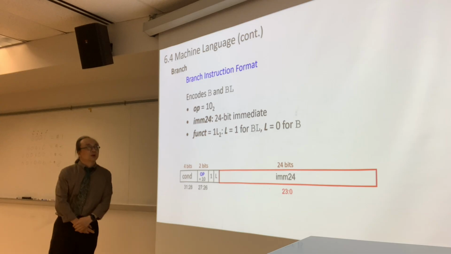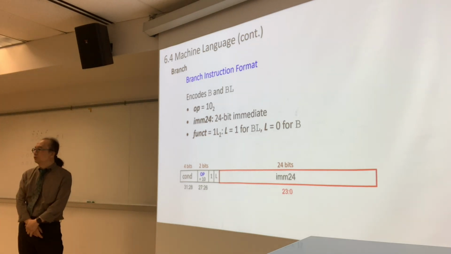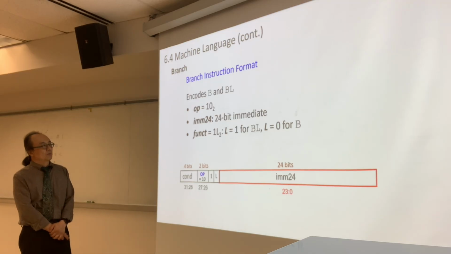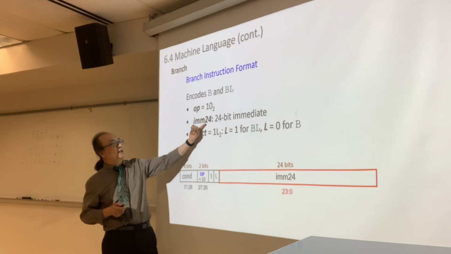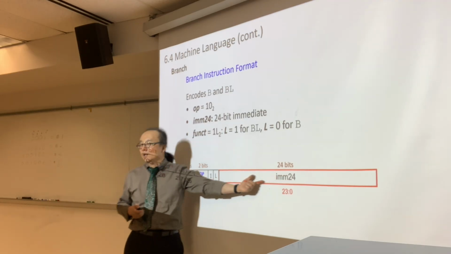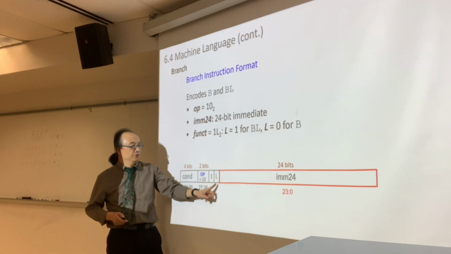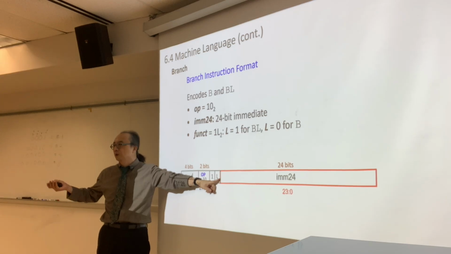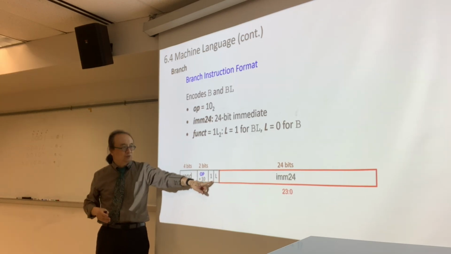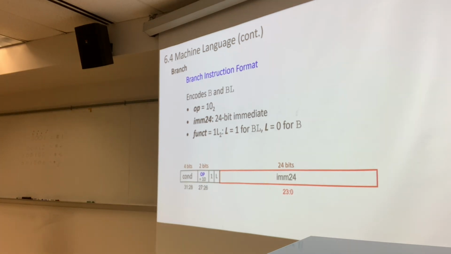Next, branch instruction. We have B and BL. BL is branch and link. You can take a look at it from the textbook. We are not going to use BL for our class. The opcode is going to be 10, and then immediate 24 is that. This L bit is 1 for BL. So if you are using branch B, BHI, BEQ, BLE, whatever the two-letter condition, this L value is going to be 0. And again, this immediate 24 is sign extended.